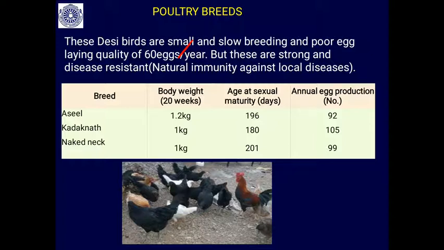The body weight of these is smaller, whereas you will find the broiler bird of the exotic breed attains about 4 to 5 kg. See the weight here by 20 weeks. Then a good layer will attain sexual maturity within 150 days of rearing. The annual egg production of a very good layer is more than 250 to 350 eggs per year.